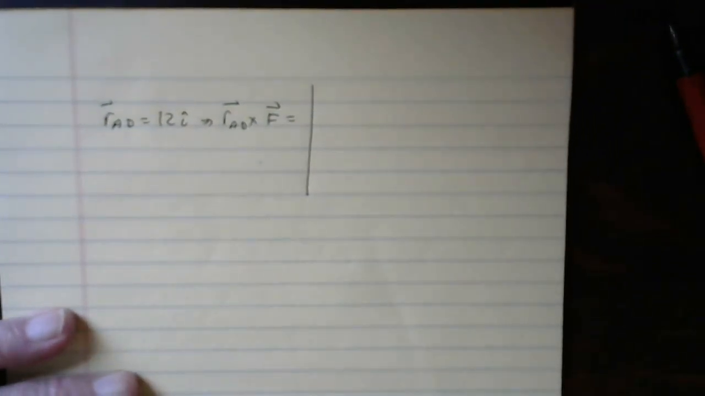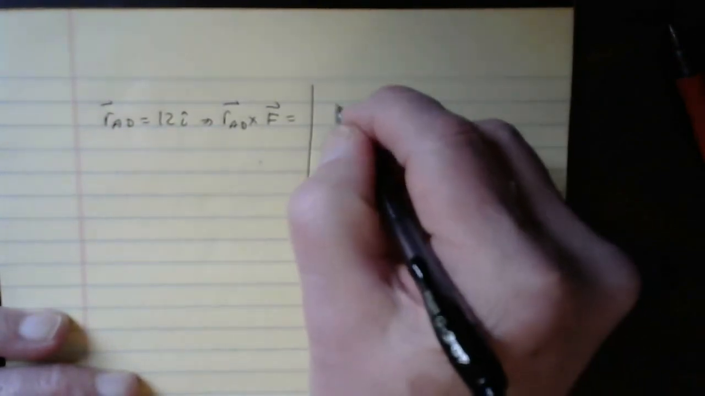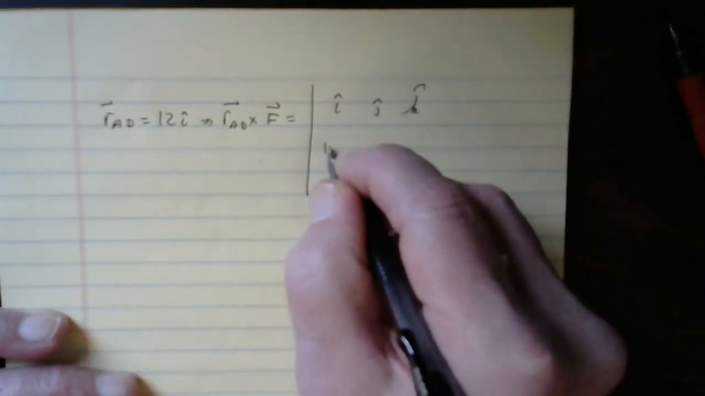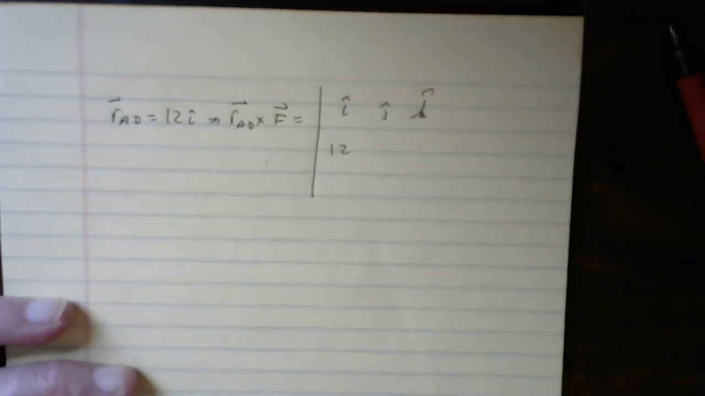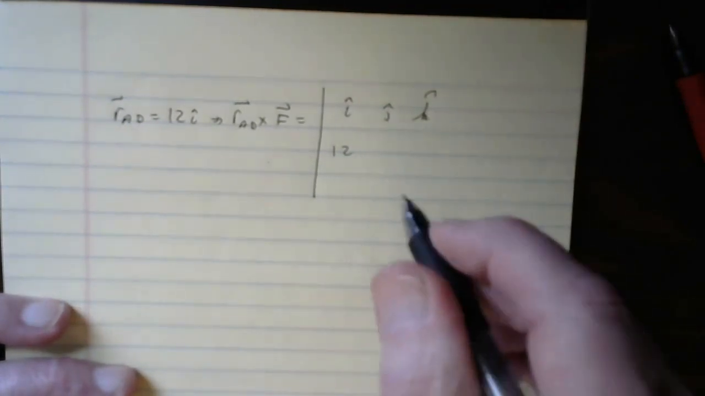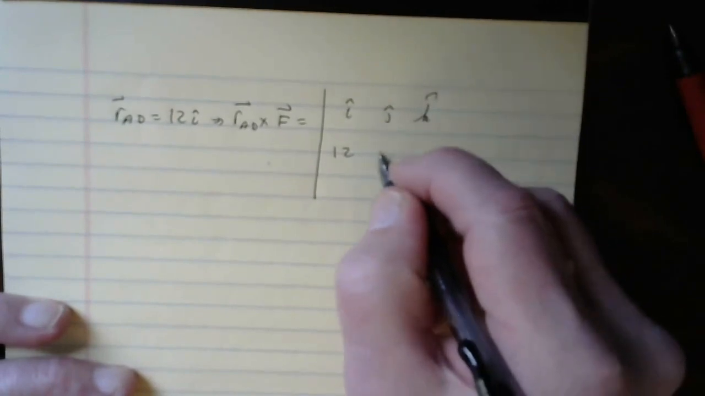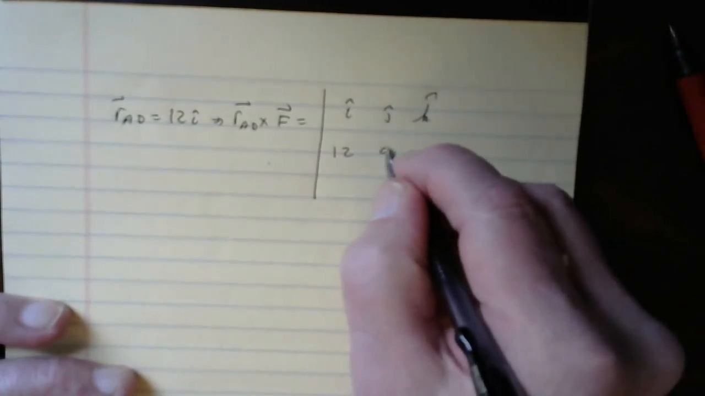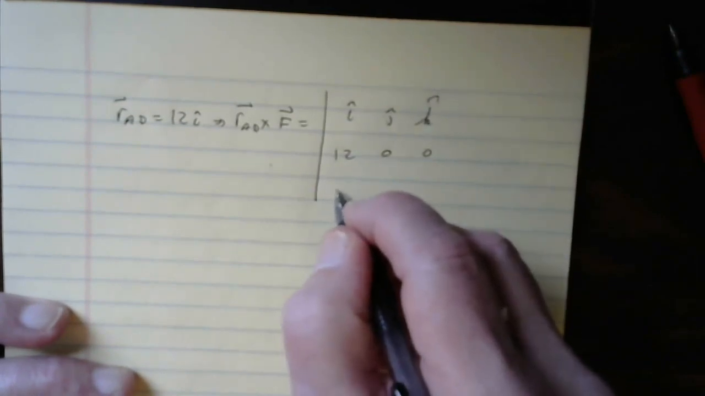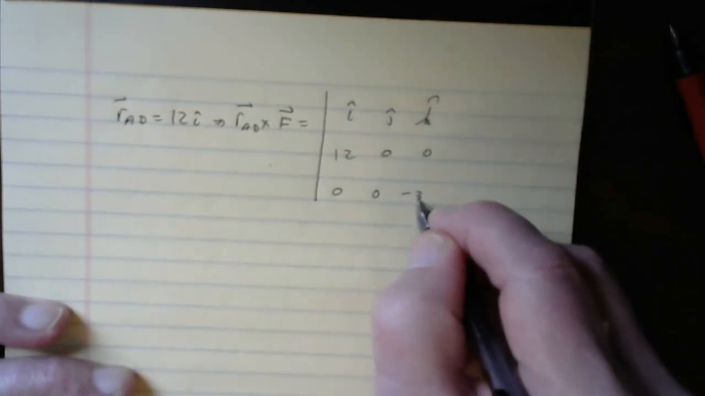I do it as one 3x3 determinant. I know some of you do it as three 2x2s. Makes no difference. I, J, K. Then 1, 2, 0, 0. Again, never lose sight, never forget: it's R cross F. It is not F cross R. So the second row are the components of the position vector, R_AD, so that's 1, 2, 0, 0. And then the third row is F, which is 0, 0, minus 300.